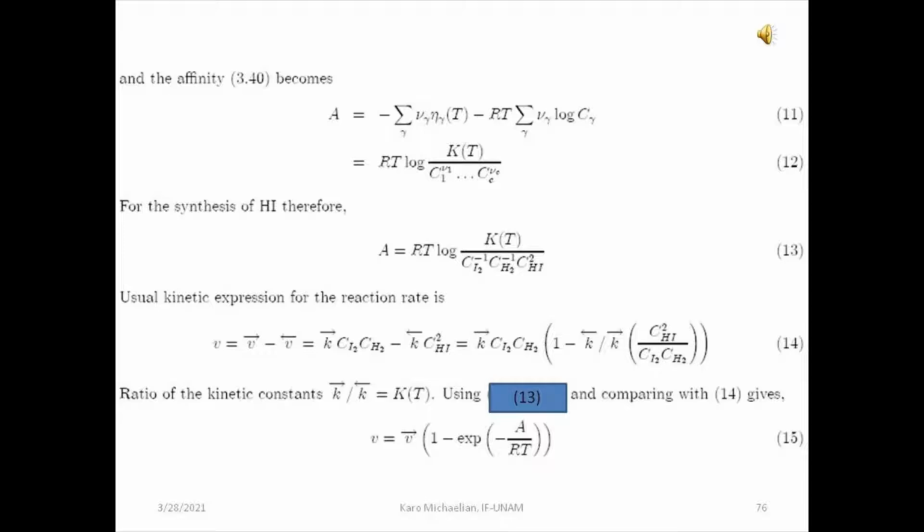So by rearranging terms, we can write that in the following form: just the rate constant in the forward direction times the concentration of iodide times the concentration of hydrogen times 1 minus the relative rates in the backward to the forward direction times the concentration squared of hydrogen iodide over the concentration of iodide times the concentration of hydrogen, which is the final term of equation 14.